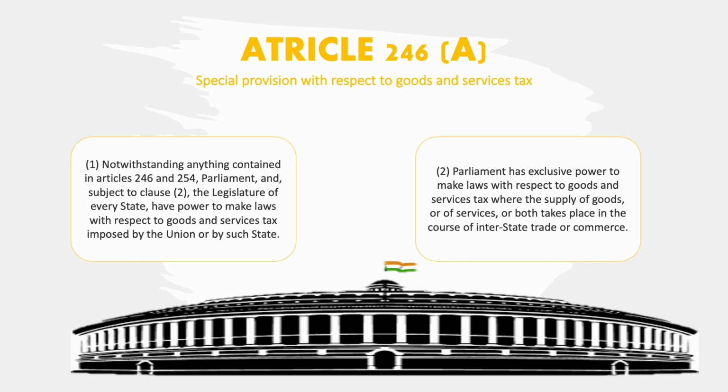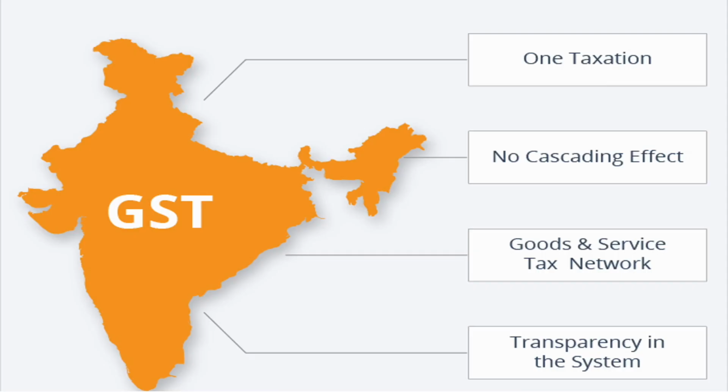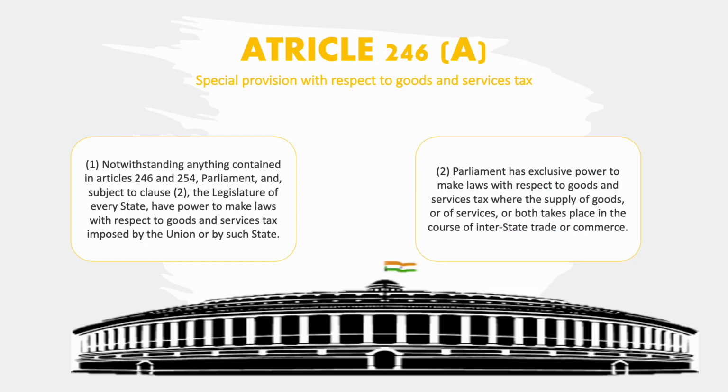Article 246A states that Parliament and state legislatures have the power to make laws regarding goods and services tax, that is GST, imposed by the Union or the state. Parliament has exclusive power over GST for interstate trade or commerce. These provisions are in effect as recommended by the Goods and Services Tax Council.